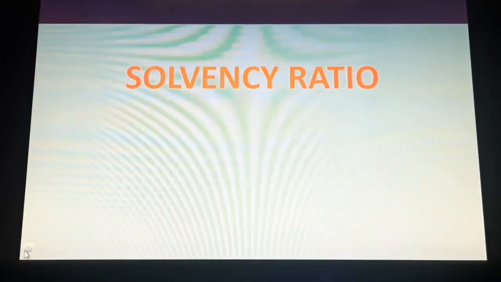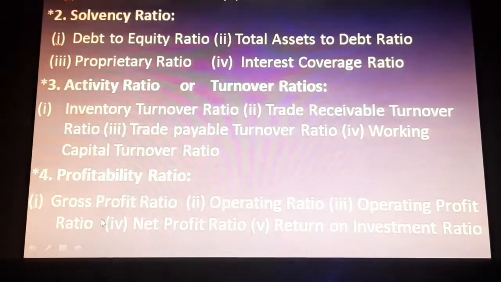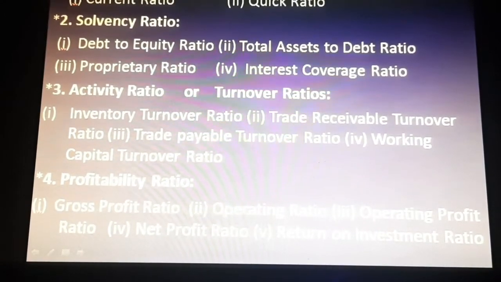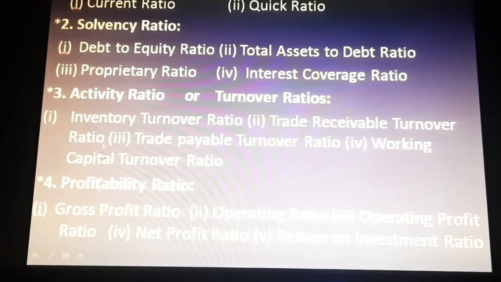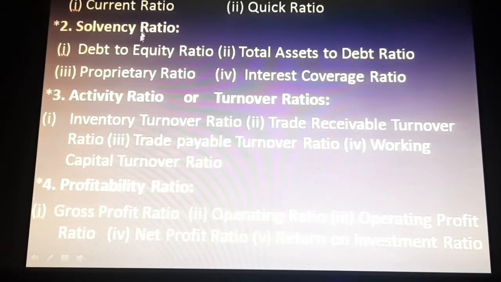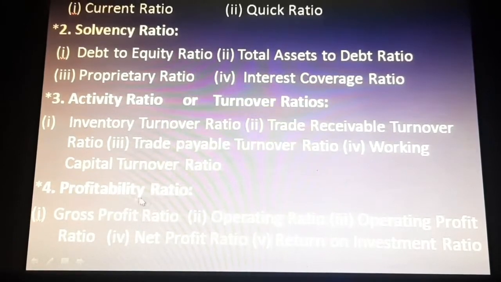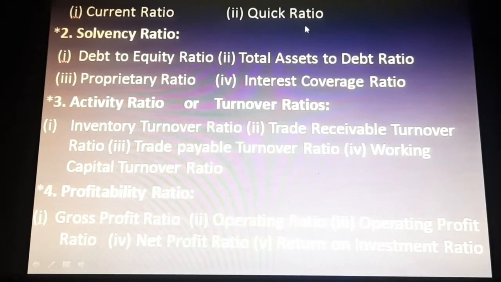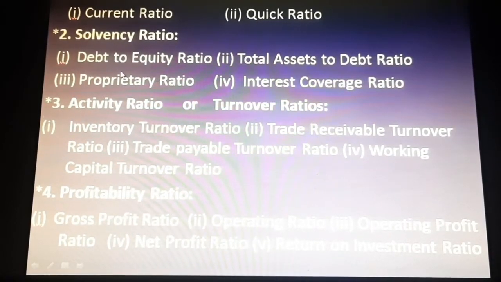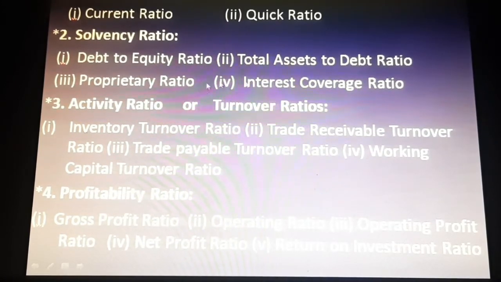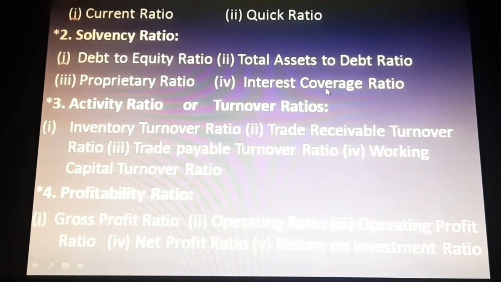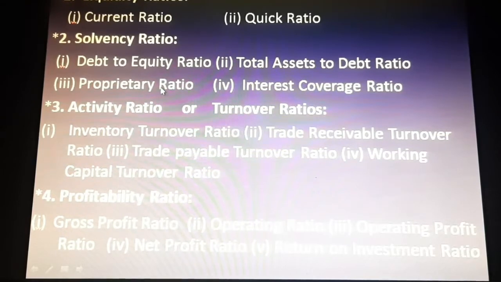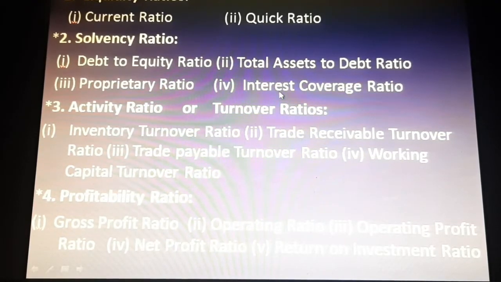Today we are going to discuss solvency ratio. Let us have a review on the types of ratios which we have already covered. There are 4 types of ratios: liquidity ratios, solvency ratio, activity ratio and profitability ratio. In liquidity ratio we have completed current ratio and quick ratio. In solvency ratio, there are 4 types: debt to equity ratio, total asset to debt ratio, proprietary ratio and interest coverage ratio. We have completed these 3 ratios under solvency ratio. Today's topic is related to interest coverage ratio.